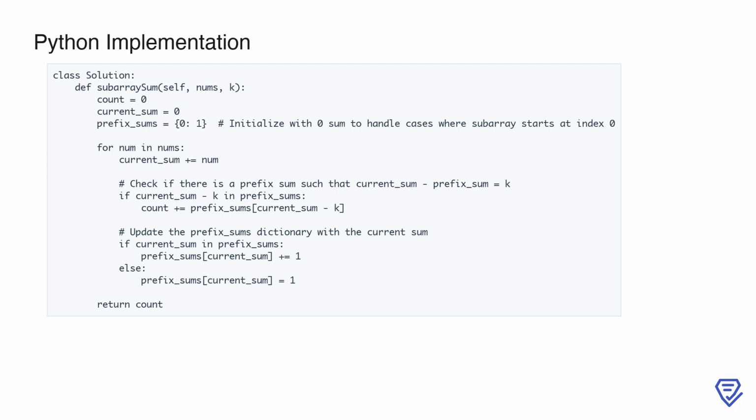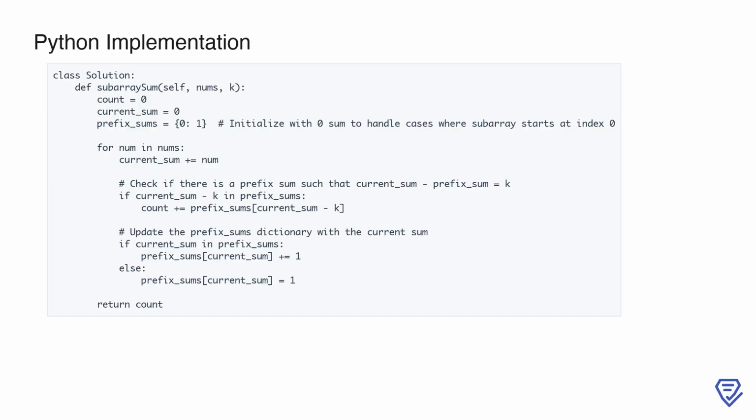2. Iterating through the array. For each element number in the array, update current_sum by adding number to it. Check if current_sum - k exists in the prefix_sums dictionary. If it does, it means there is a prefix sum that, when subtracted from the current sum, equals k. The value associated with current_sum - k in prefix_sums gives the count of such prefix sums. Add this count to count.